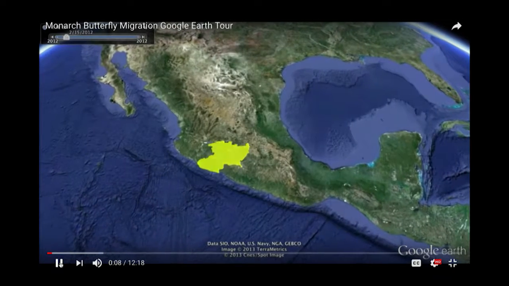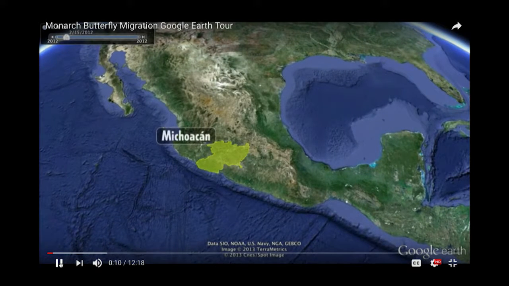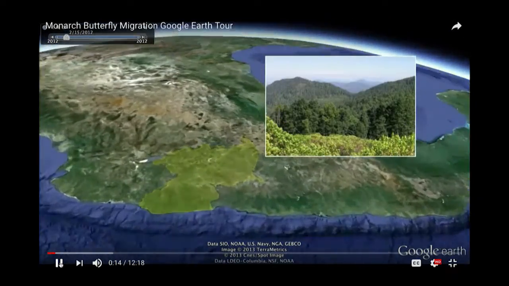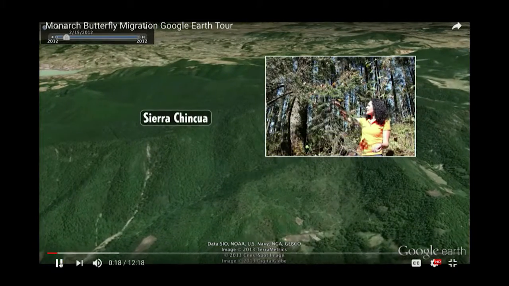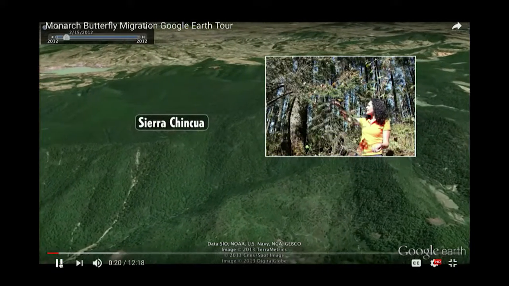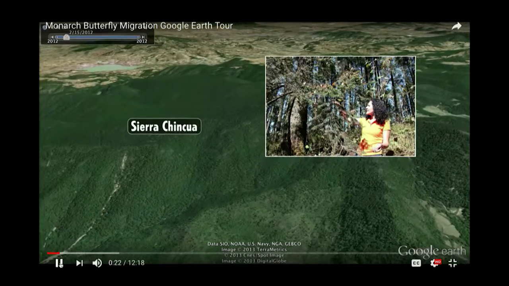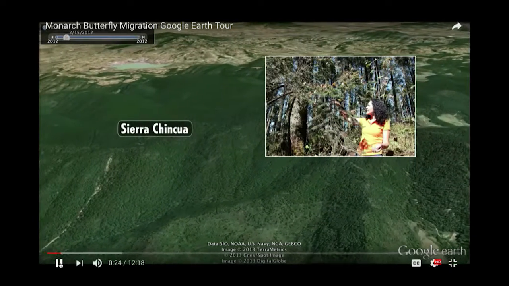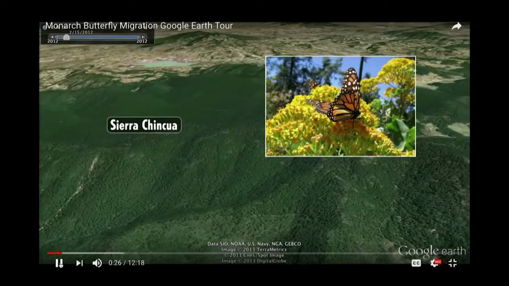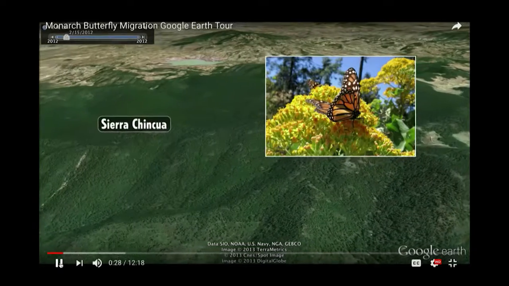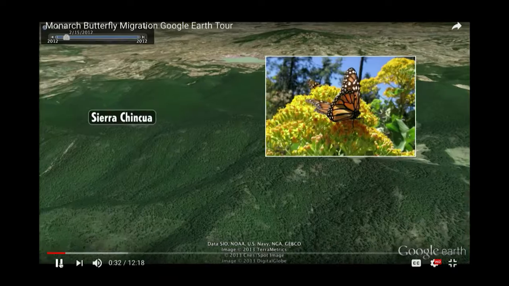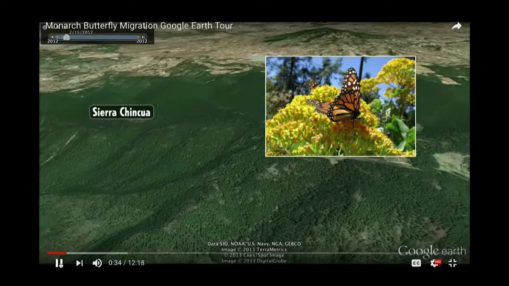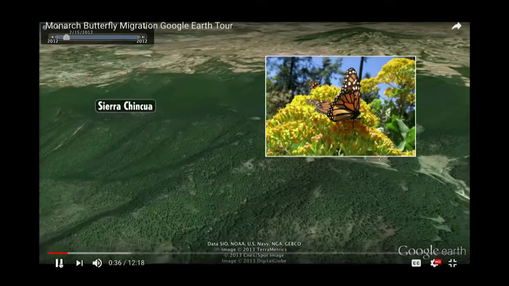Our story starts here in the mountains of Michoacán in western Mexico in mid-February. This is Sierra Chinqua, and Isabel Ramirez stands among the trees. Her orange outfit matches the monarch butterflies surrounding her. You can tell from her voice that she's a butterfly lover. They are beautiful. It's impossible not to be attracted by monarch butterflies. They provide a feeling of tranquility and peace and wonder.